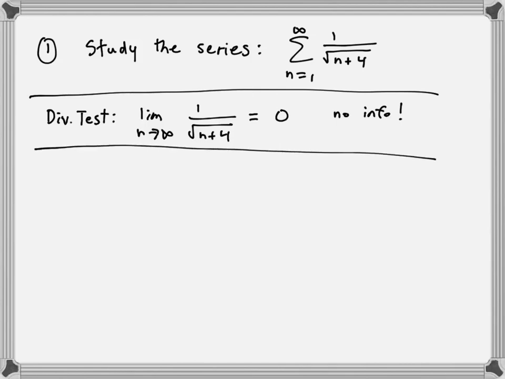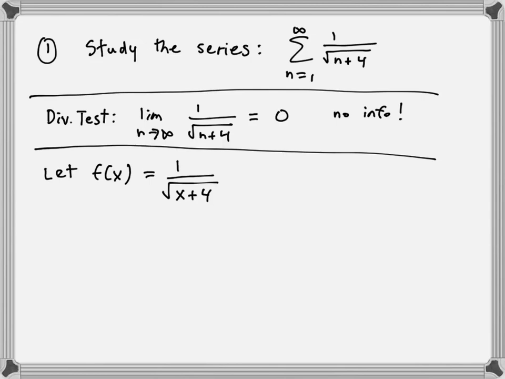Okay, so instead we're going to try the integral test. So let's let f of x be 1 over the square root of x plus 4. This is always how you begin the integral test, is you have to specify a function and let the function equal the series. Essentially, you're just replacing the n's with x's. You're connecting the dots, right? So before we take its integral, we need to show that this guy is continuous, positive, and ultimately decreasing, right?